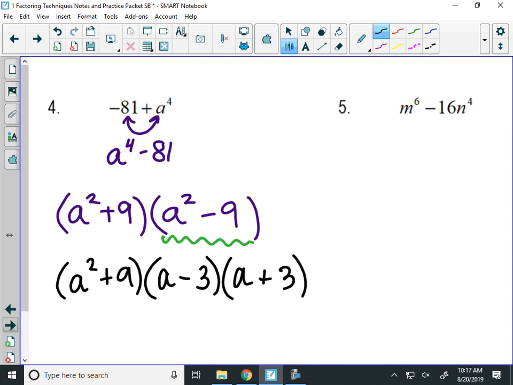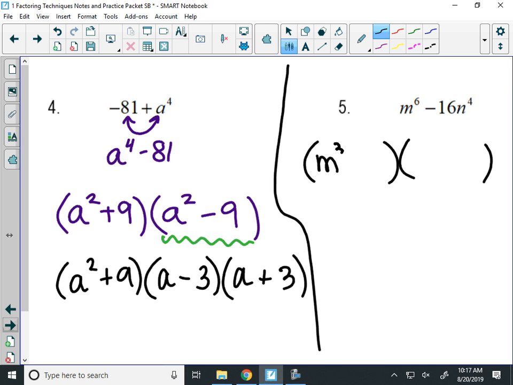Okay. All right, what if I look at number 5? We have high exponents again here. M to the 6th and 16 n to the 4th. What's the square root of m to the 6th? M to the 3rd. If you're not sure about that, if you have any exponent higher than 2, to do the square root, you just divide it in half. What's the square root of 16n to the 4th? 4n squared. So I'm going to do 4n squared, a plus and a minus.